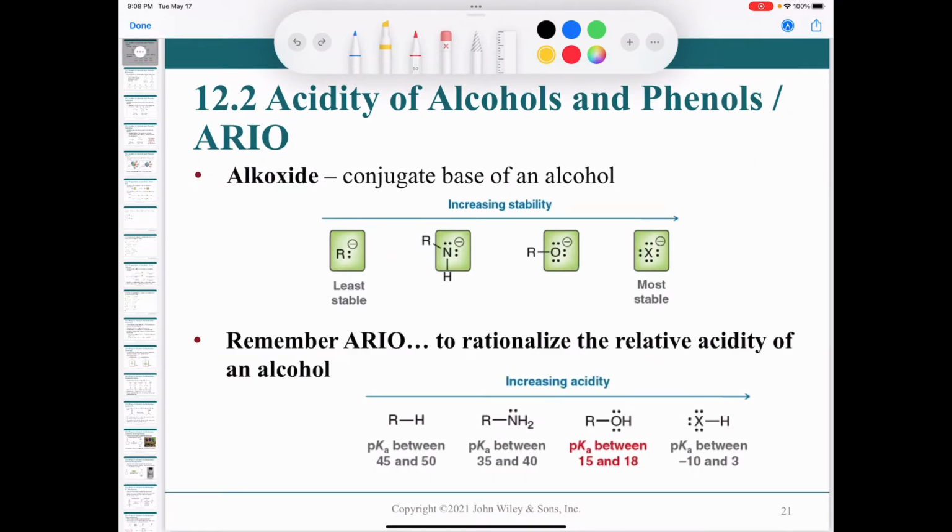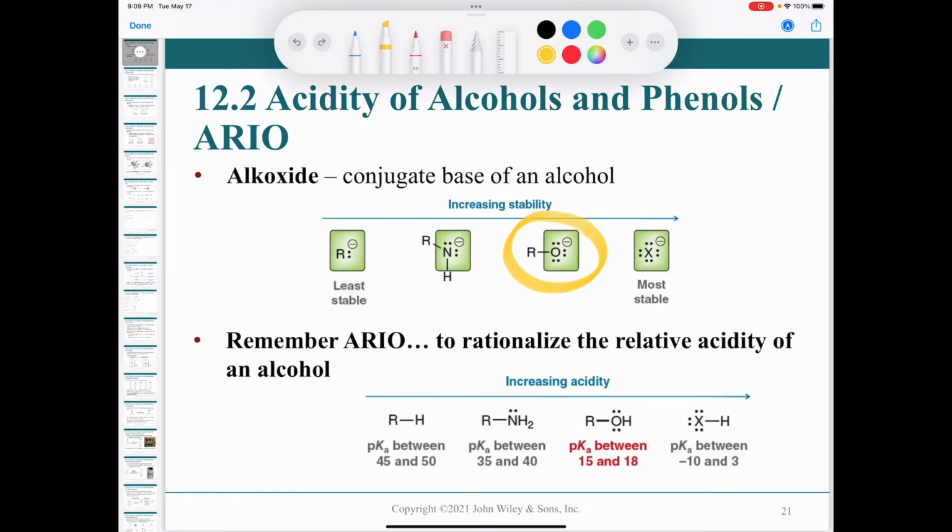We can qualify the acidity of an alcohol by examining the stability of its conjugate base. If you take a look at an alkoxide that I have shown here, and compare it to the conjugate base of an amine, shown here, or the conjugate base of an alkane, well, oxygen is a more electronegative element than nitrogen or carbon, and hence it has a greater ability to stabilize the negative charge, and that's why an alcohol is a stronger acid than an amine or an alkane.